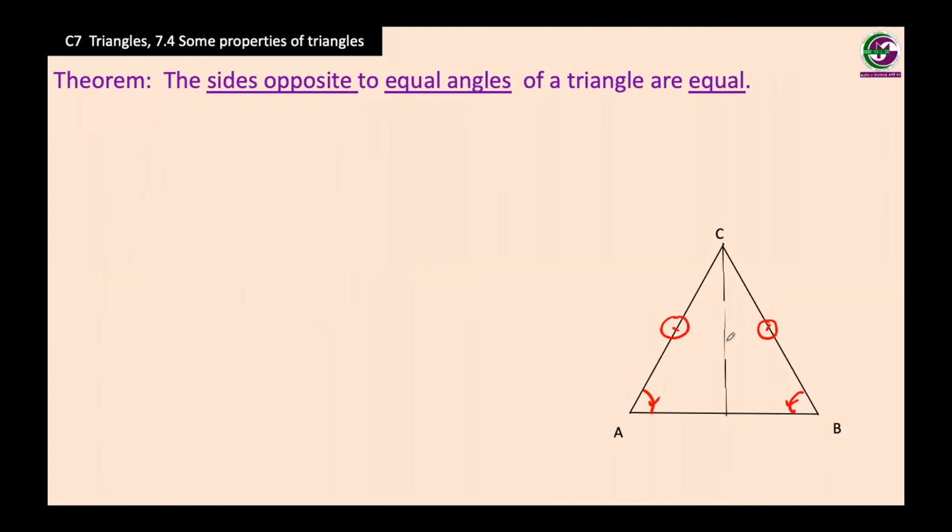Again, let us go through the construction. Let CD bisect the angle C, which means these two angles are equal. And we are already given that these two angles are equal. So let us consider the triangles CDA and CDB. In those two triangles, we have angle ACD congruent to angle BCD. They are equal by construction.